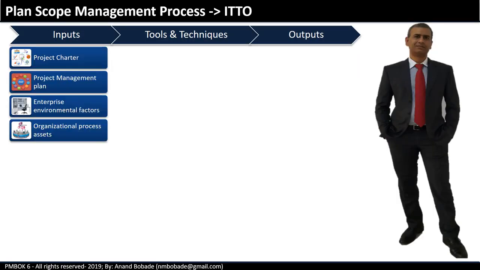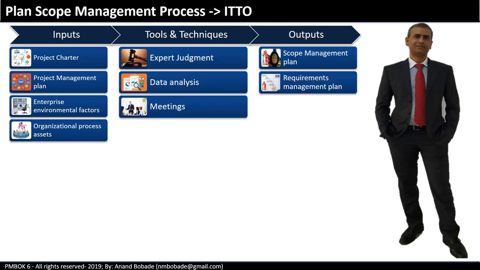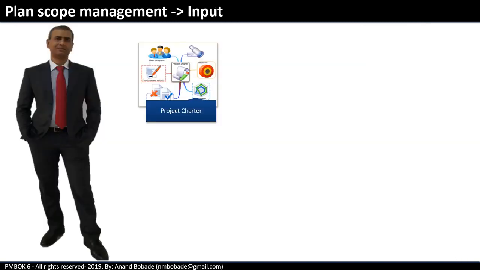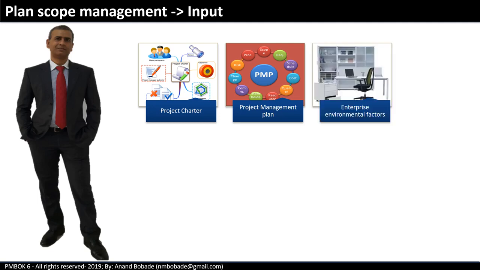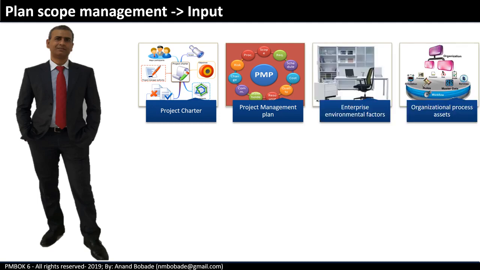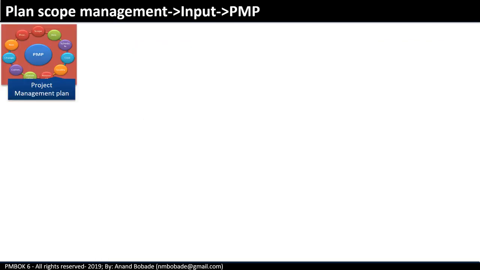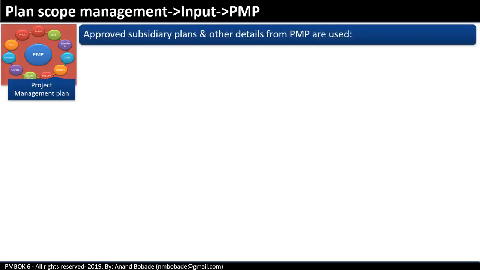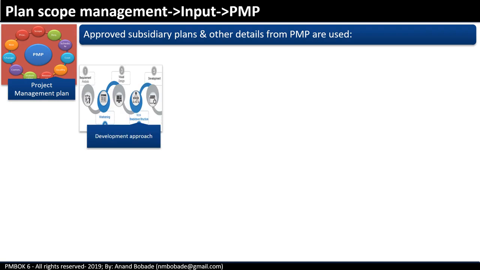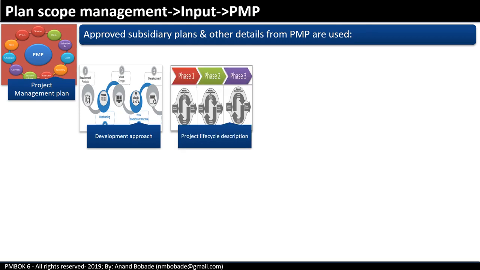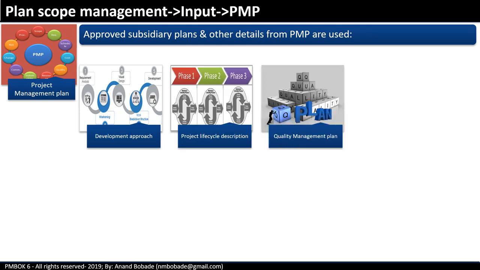Let's take a look at inputs, tools and techniques, and outputs. Inputs are the project charter, project management plan, enterprise environmental factors, and OPA. Project management plan components that are relevant include the development approach, which might be predictive, incremental, or adaptive agile, the project lifecycle description, and the quality management plan. The scope covers the completeness of the work, but the quality management plan covers the correctness of the work.